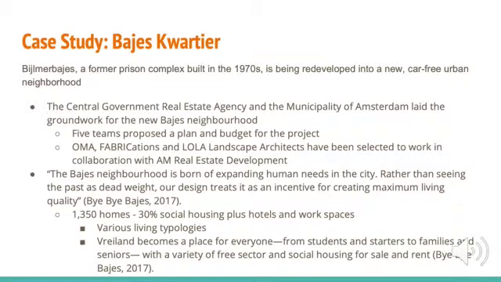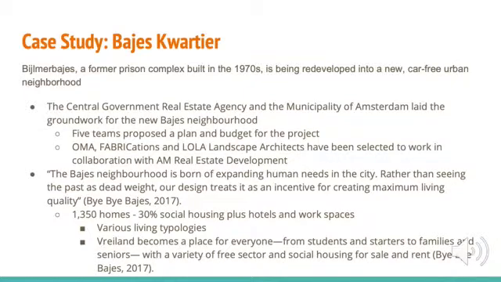So one quote that really shows what this is all about is, "The Bayes neighborhood is born of expanding human needs in the city. Rather than seeing the past as dead weight, our design treats it as an incentive for creating maximum living quality." So what they're trying to do is create a new community out of something that seemed kind of useless to Amsterdam residents before this.